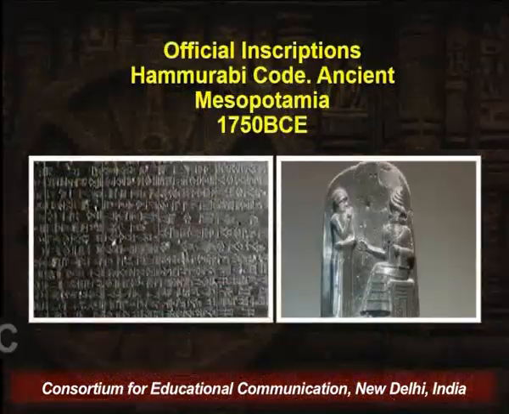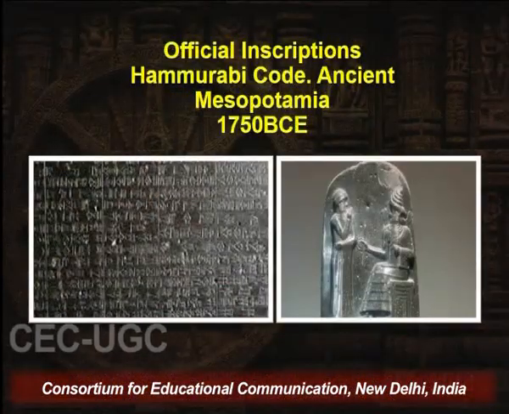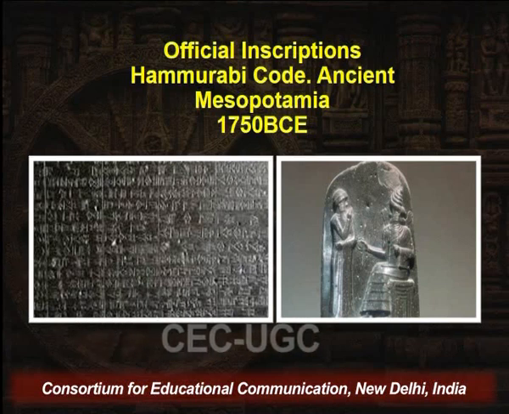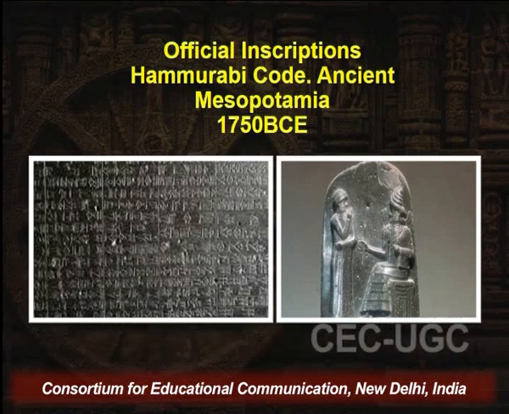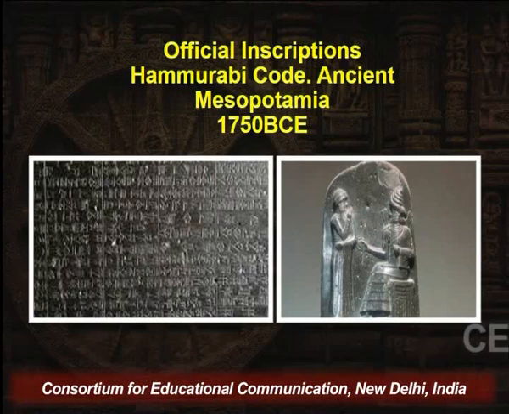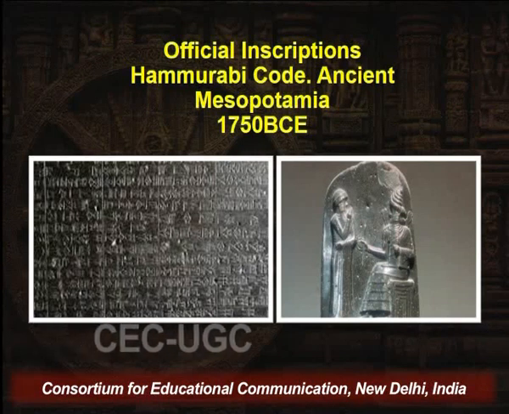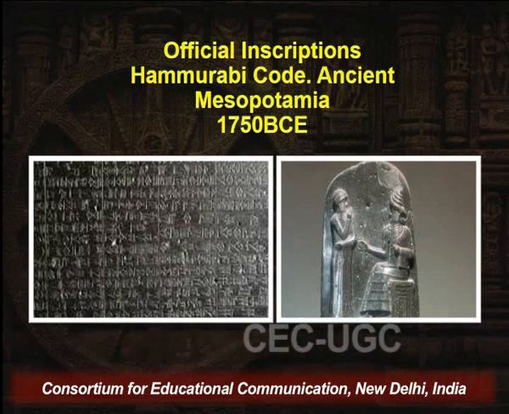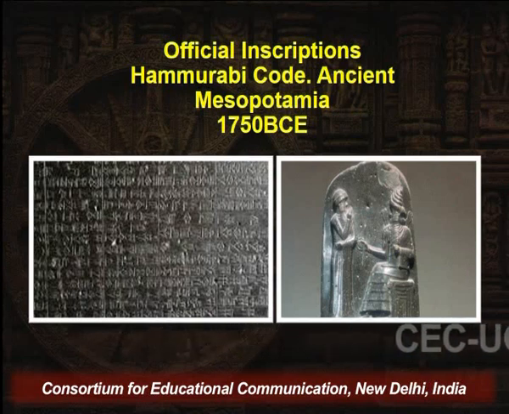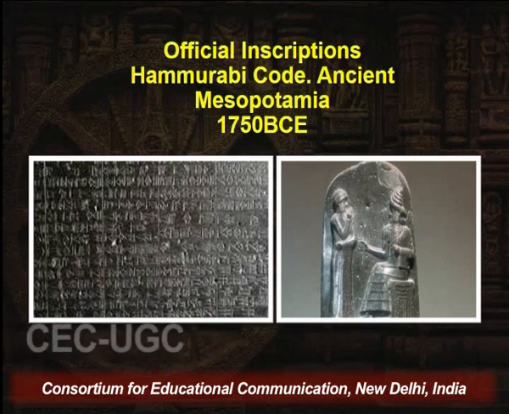Now coming to the next section, and that is the official inscriptions. The picture that I'm showing you here has got nothing to do with India. In fact, it's an official inscription called Hammurabi's Code from ancient Mesopotamia, ascribable to 1750 BCE. I picked this picture especially to give you an idea that in Mesopotamia around this time, an entire legal system was put on stone.